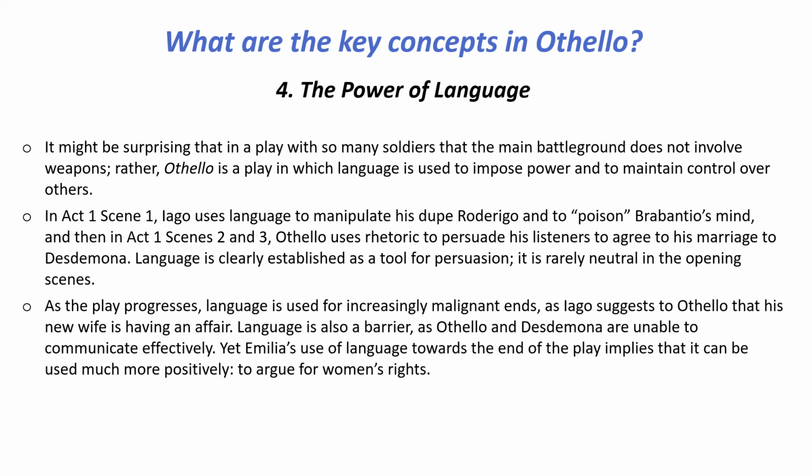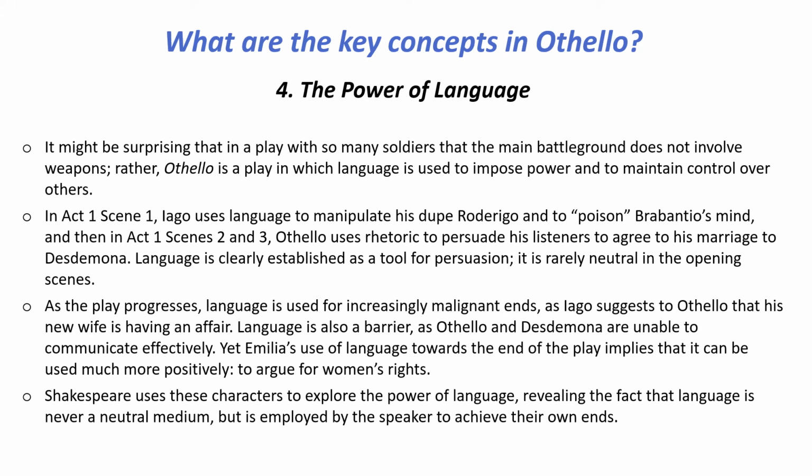Language is also a barrier between people, so Othello and Desdemona are unable to communicate effectively. At one point they have a conversation where Othello and Desdemona are using the same word, handkerchief, but they actually mean very, very different things, and we'll look at the significance of that word handkerchief in a subsequent video. But on the other hand, Emilia's use of language towards the end of the play implies that words can be used more positively to argue for women's rights. So language is quite a vexed issue in the play.